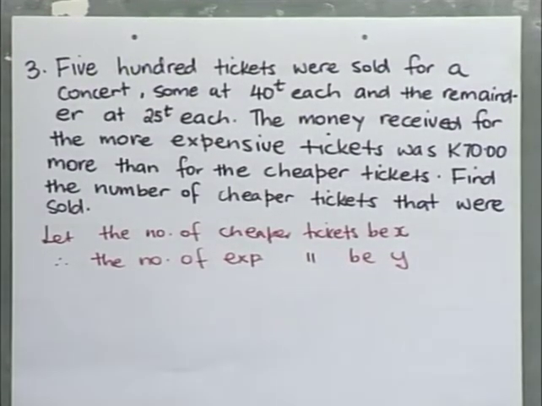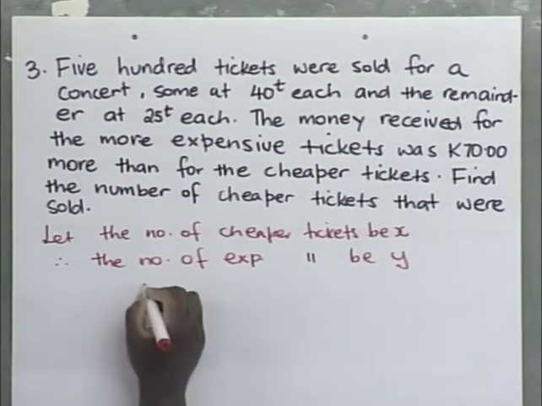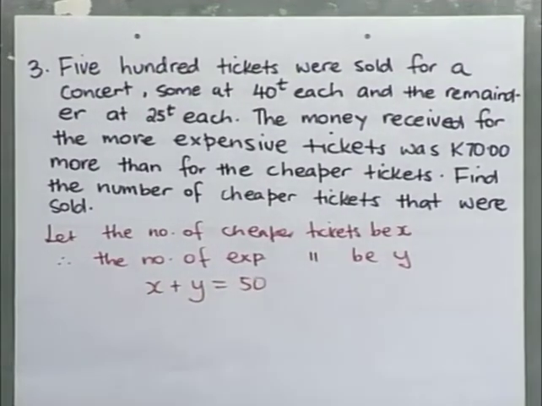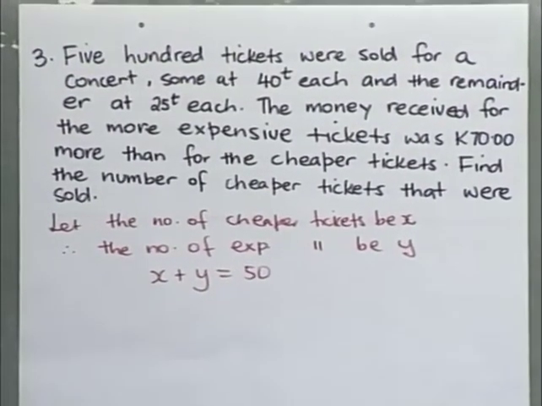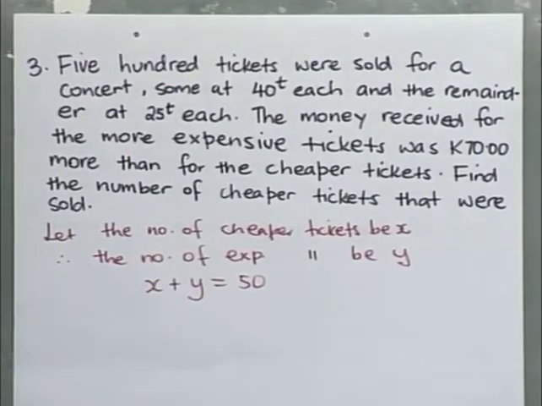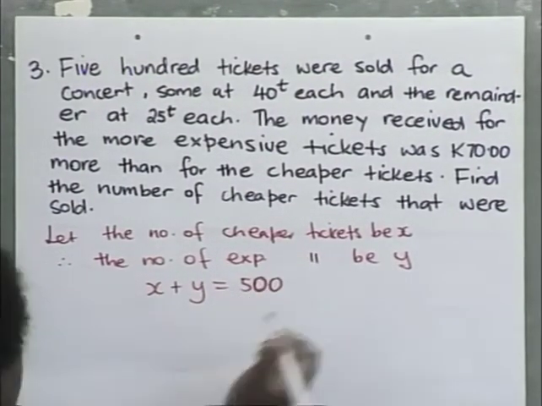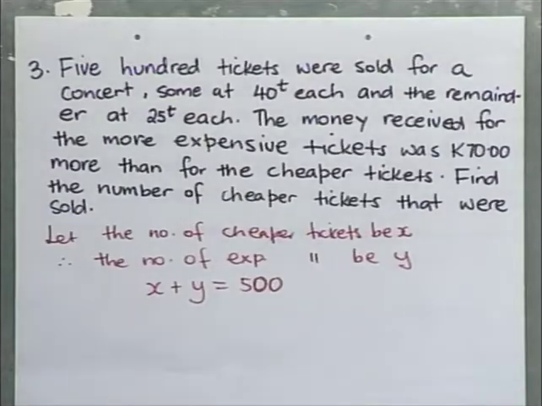The number of cheaper tickets is X. The number of more expensive tickets is Y. Now, what's the first equation when you see that? X plus Y equals 500, because there are 500 tickets. Now, the next equation you will form is to do with the cost. Make sure the equation is in the same units.